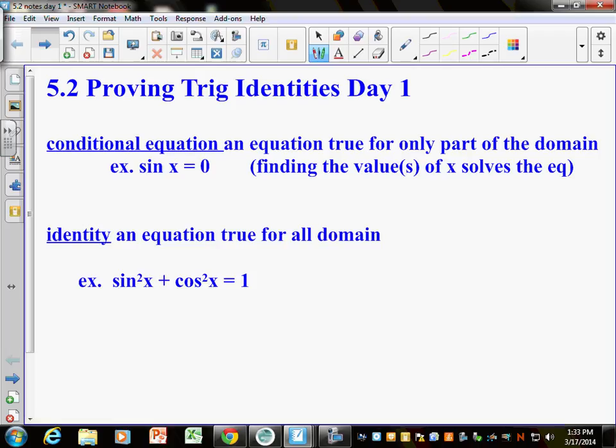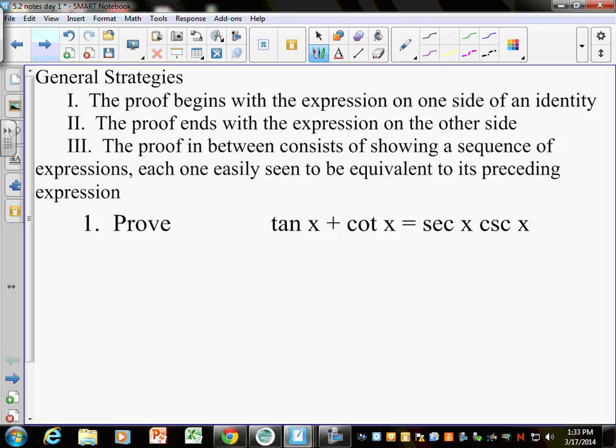So these next 3 little tips here, the general strategies, this is what your book says that you should be doing, and then I have my own tips that I wrote out on the next slide. But they say, number 1, your proof should begin with one side of an identity. And so, just to look at this one at the same time. So see, they say, let's prove that tangent x plus cotangent x equals secant x times cosecant of x. You should pick one side of this to work on.